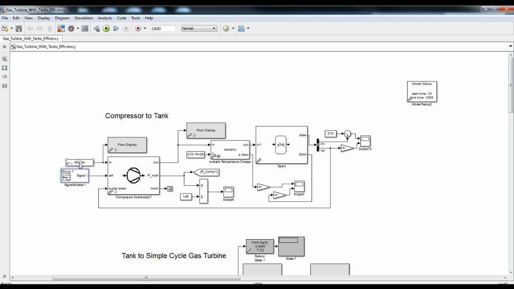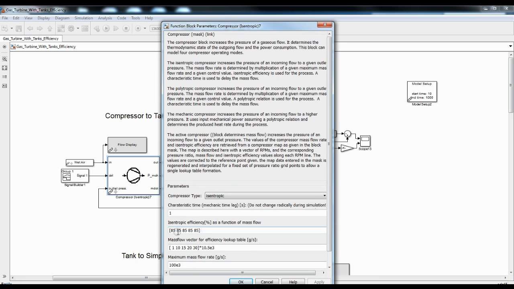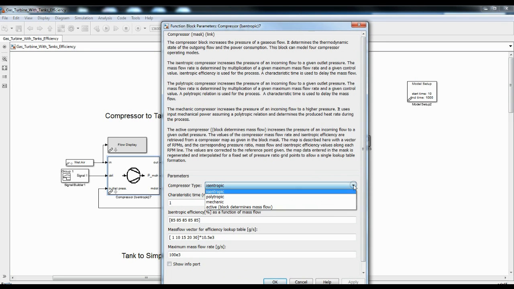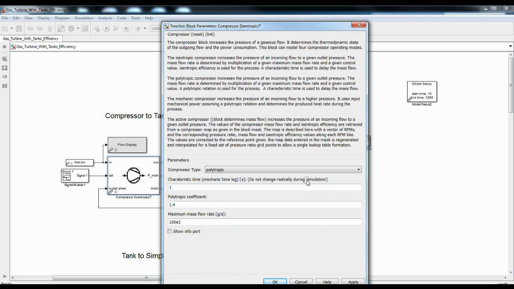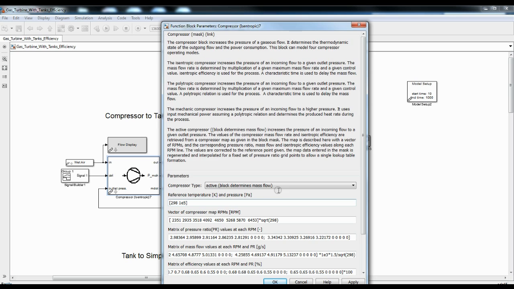The other input to the compressor is the substance itself, which here I've modeled as air with some humidity. If we take a look at the compressor, we see that we've modeled it isentropically, and so we've set an efficiency and a maximum mass flow rate. And actually, if you wanted to, you could model it in different ways. You could take a polytropic assumption, you could call it a mechanic compressor, or an active compressor.